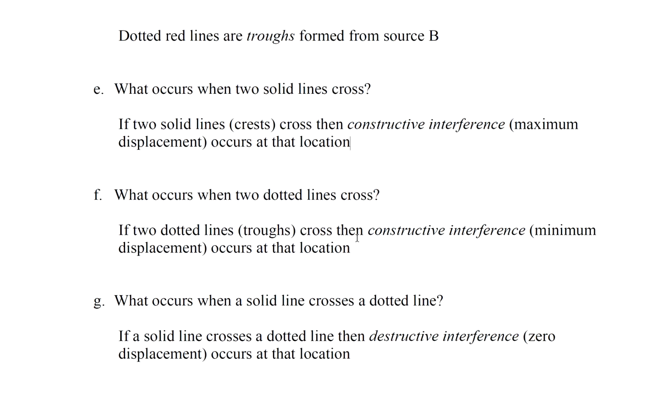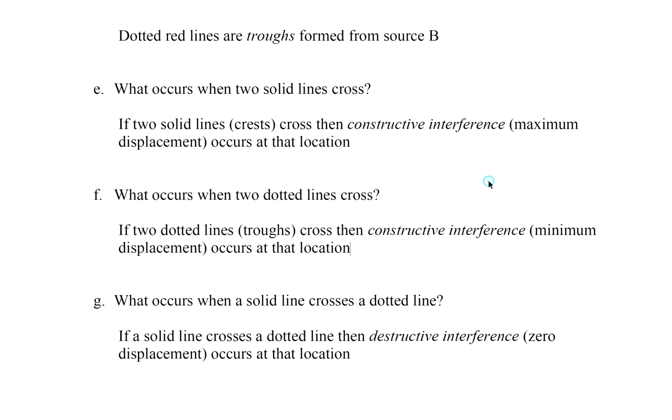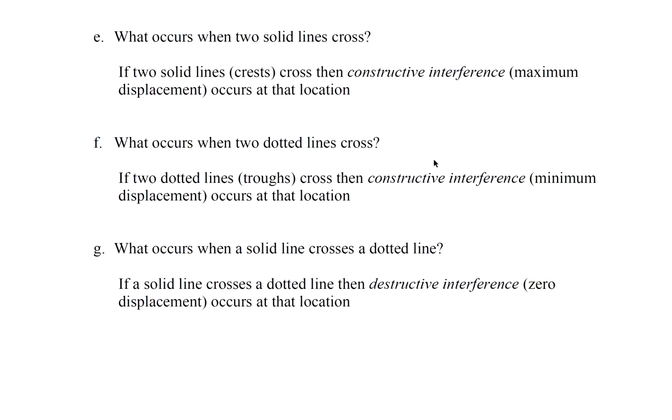What occurs when two dotted lines cross? If two dotted lines cross, then constructive interference occurs. There's a minimum displacement. When two solid lines cross, we get a maximum displacement. When two dotted lines cross, we get a minimum displacement. Finally, what occurs when a solid line crosses a dotted line? We get destructive interference. We get zero displacement.